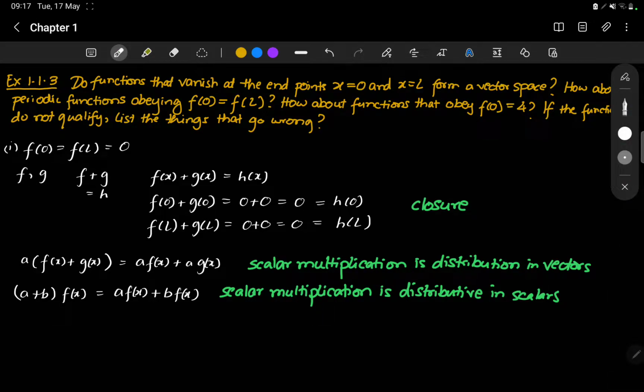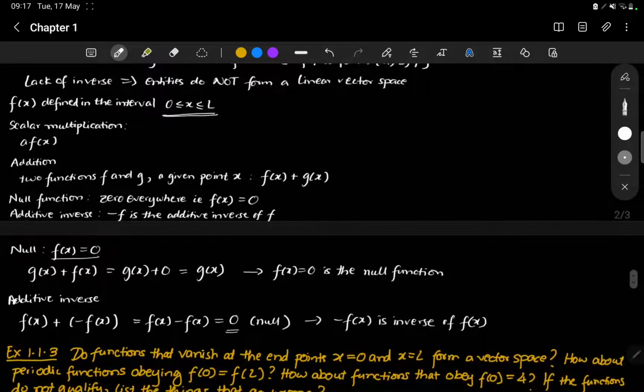So notice that these f of x and g of x are numbers. A function is defined in a given domain. We have this domain 0 to L, and f of x is a number. X is also a number which is defined in this domain. So each of these x and each of these f of x are numbers, and these numbers are real numbers.